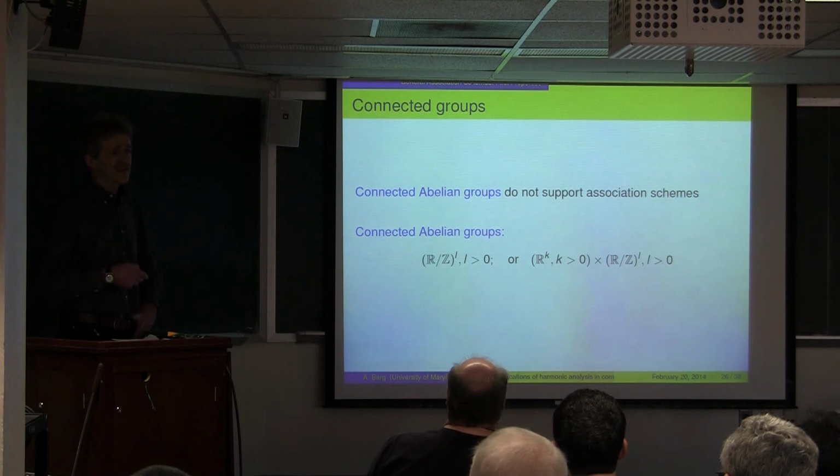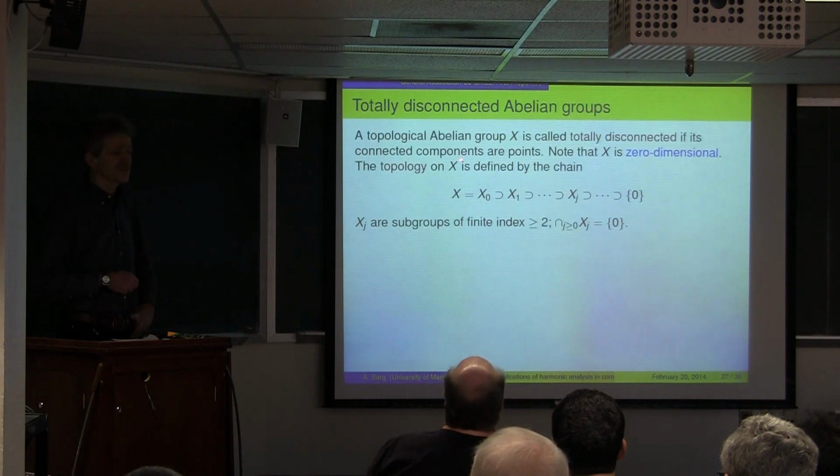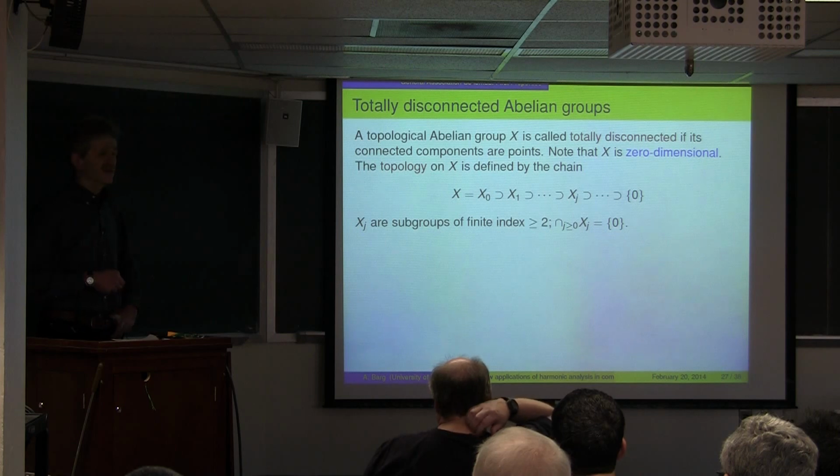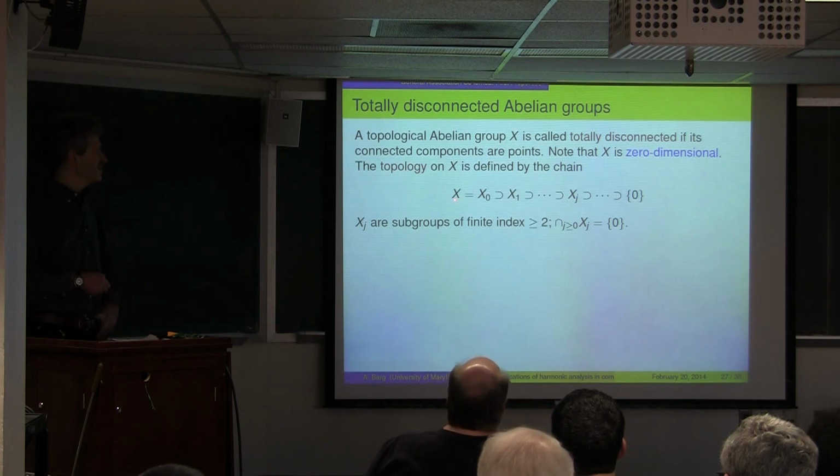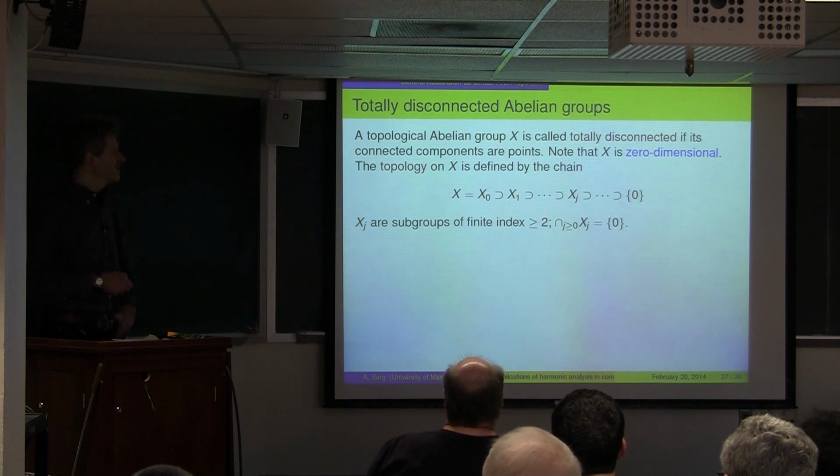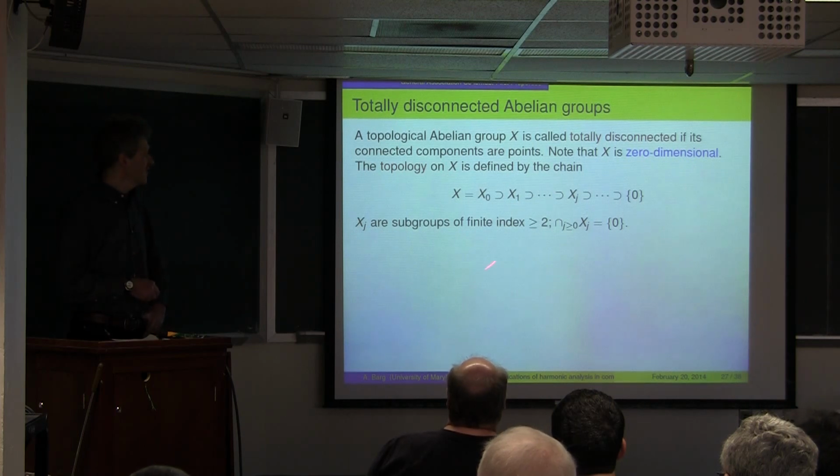So we go away from connected, and it takes a little while to realize that what we need to look at are not only disconnected groups, but groups that are totally disconnected. Totally disconnected means that the connected components of the points are the points themselves and nothing else. Such a group is zero-dimensional as a topological space. The topology is defined by a base of neighborhoods of the identity element of the group, given by a nested chain of open subgroups. And then by shifts we can define the neighborhoods of any point in the group. The subgroups are of finite index.